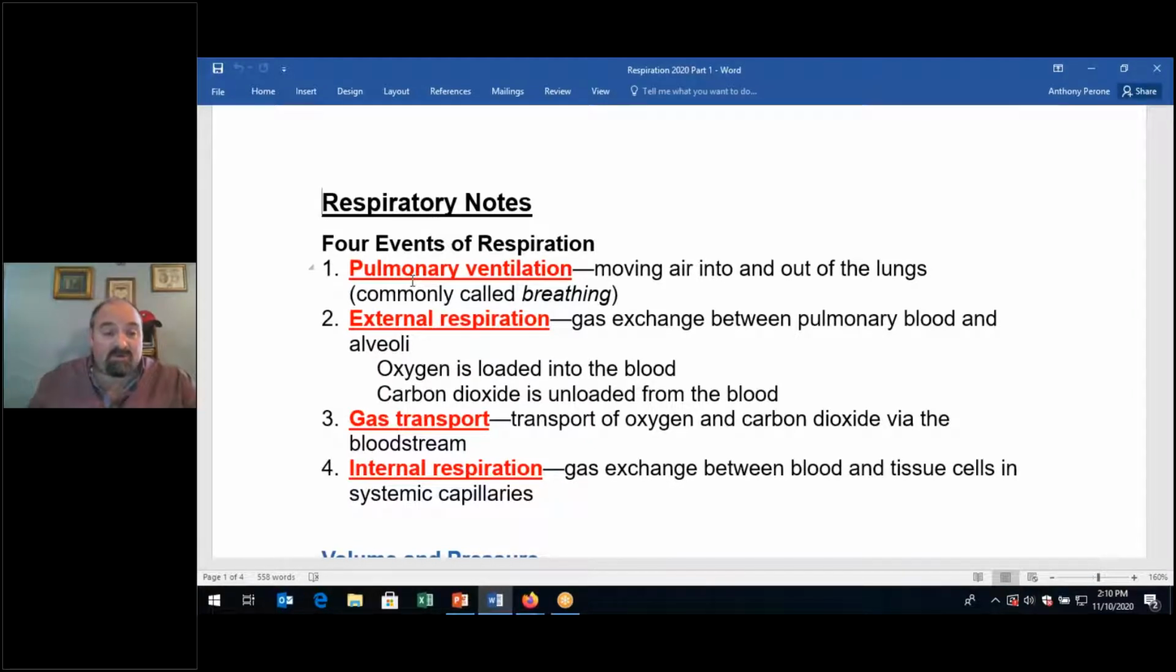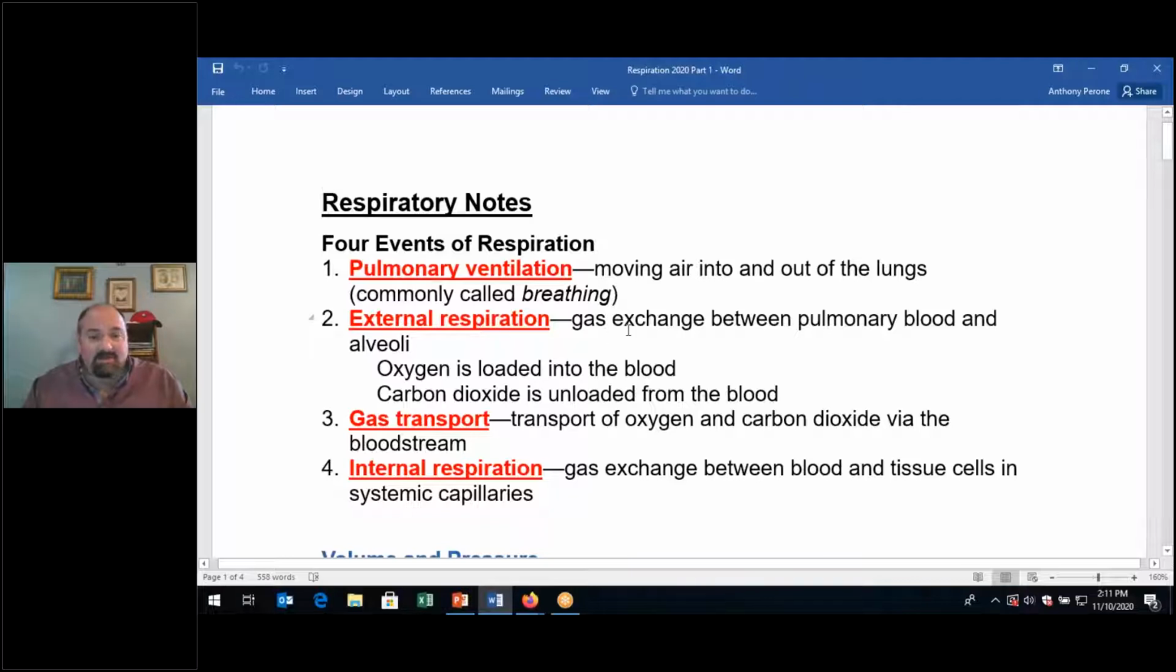So pulmonary ventilation is the act of breathing, and gas exchange occurs as a result of this. Ventilation is just the movement of air in and out of the lungs. Then there's what's called external and internal respiration, which is very important to understand.